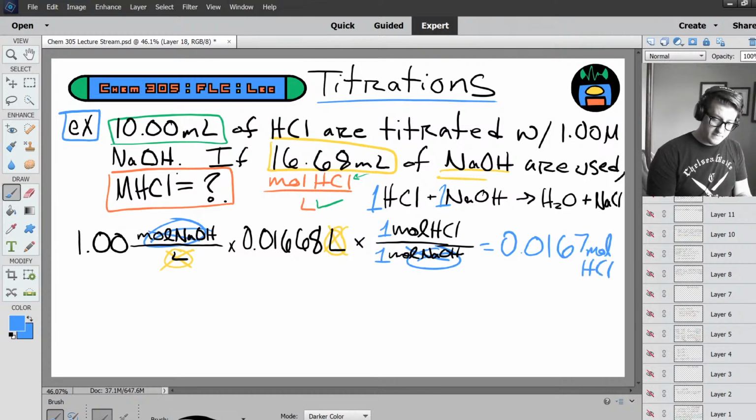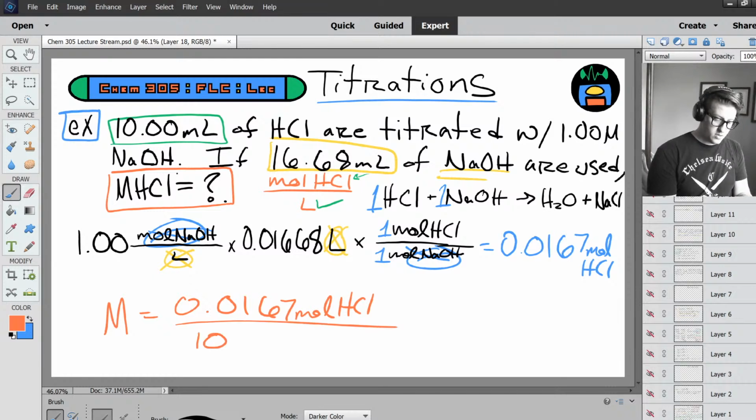moles of HCl. And now we can calculate our molarity because it's moles of HCl over, oops, not 10 milliliters. We got to have our volume in liters. So 0.0167 divided by 0.01 is, our analyte had a molarity of 1.67 molar.